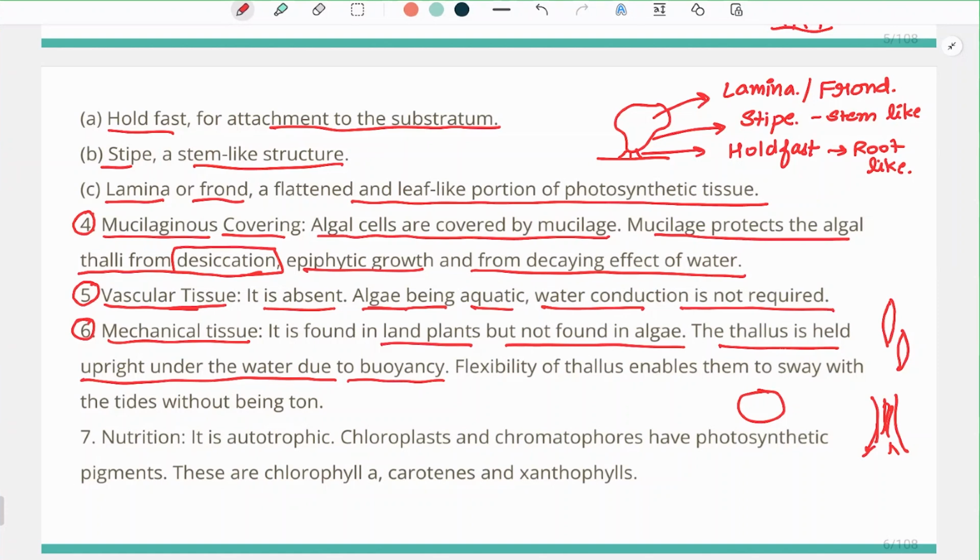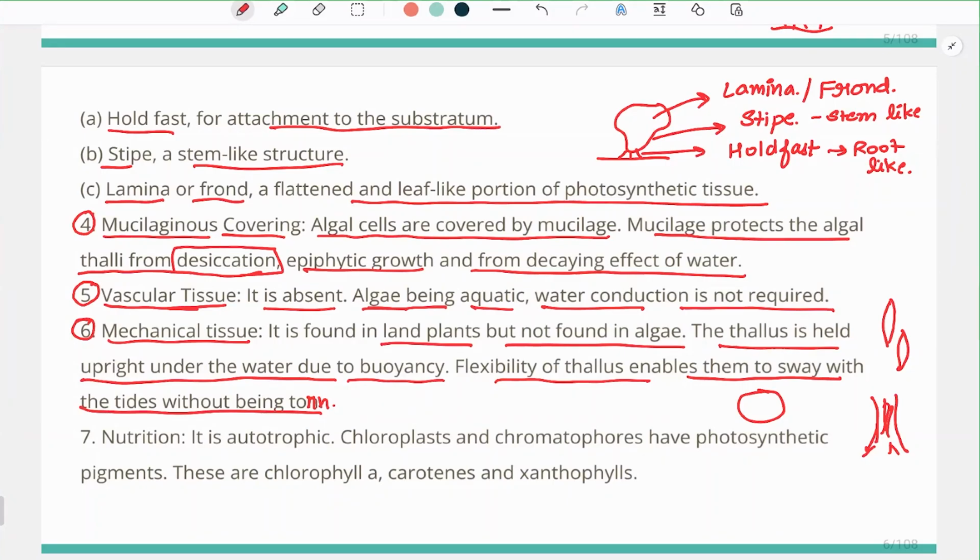The plant is always in an upright position, so it does not need mechanical tissue. Flexibility of thallus enables them to sway with the tide without being torn. So if we imagine that mechanical tissue is present inside the algae, and there are waves, there are tides inside the sea, what will happen if the mechanical tissue were present?